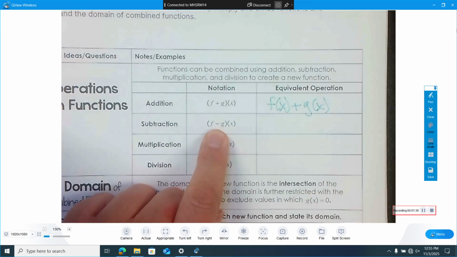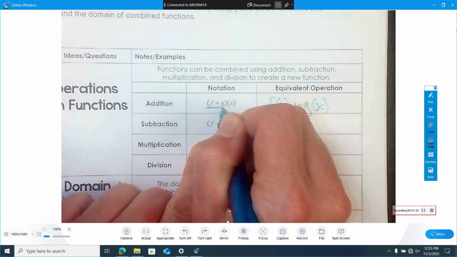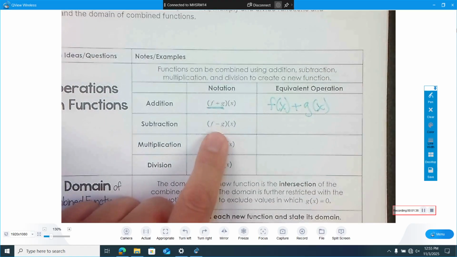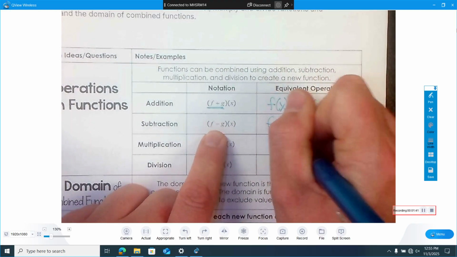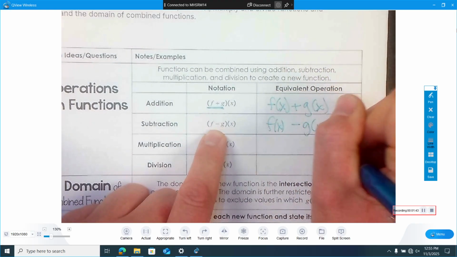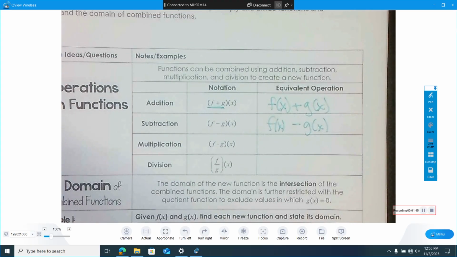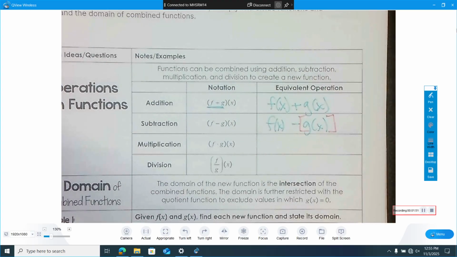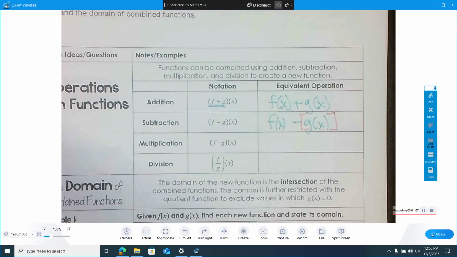So f plus g is pretty straightforward. And here we have f minus g. What does that really mean? f of x minus g of x. And what you want to be very careful of here is we're subtracting things. We might have to distribute the negative. Okay, so subtraction is going to mess everything up. You might have to distribute a negative here, so you do need to be a little bit careful.